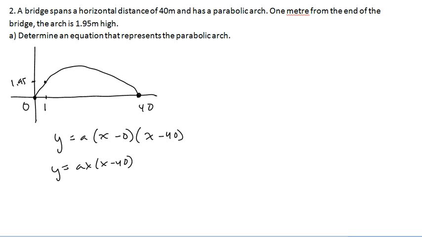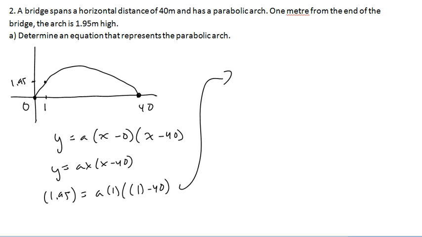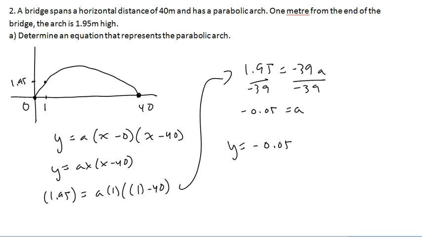And we're going to plug in this point, 1.95. So that'll be 1.95 equals a times 1 times 1 minus 40. So 1.95 equals, well, 1 minus 40 is negative 39, times 1 is just going to be negative 39 a, so divide both sides by negative 39. And apparently we're working in decimals, so we end up with a equals negative 0.05. So our equation is y equals negative 0.05 x times x minus 40.